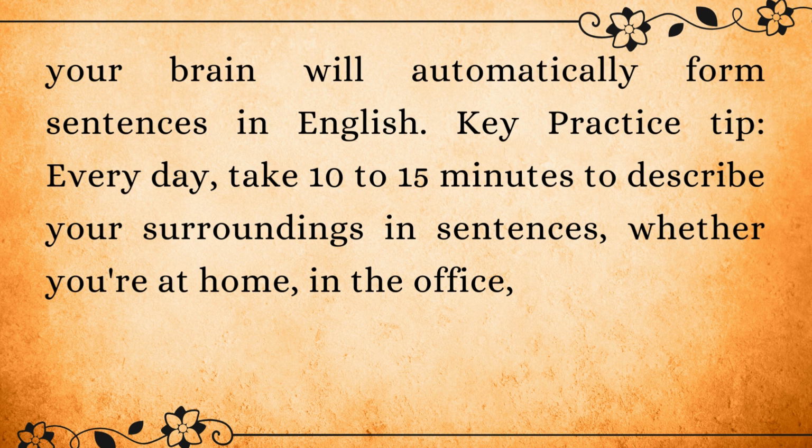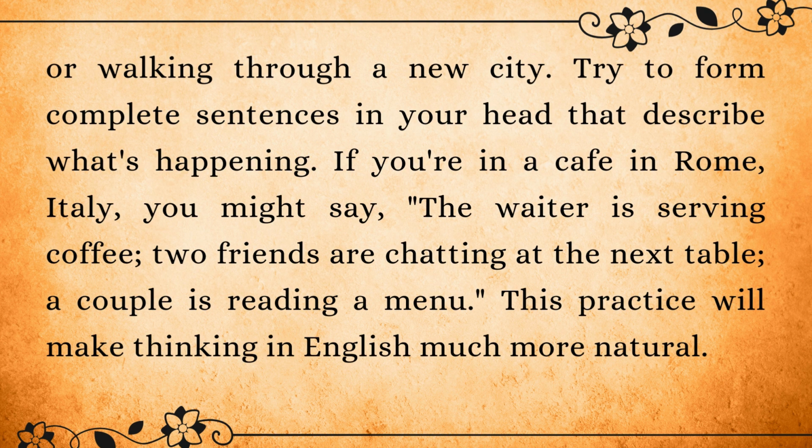Key practice tip. Every day, take 10 to 15 minutes to describe your surroundings in sentences, whether you're at home, in the office, or walking through a new city. Try to form complete sentences in your head that describe what's happening. If you're in a cafe in Rome, Italy, you might say, "The waiter is serving coffee. Two friends are chatting at the next table. A couple is reading a menu." This practice will make thinking in English much more natural.